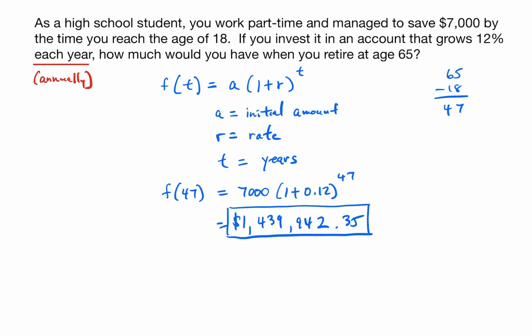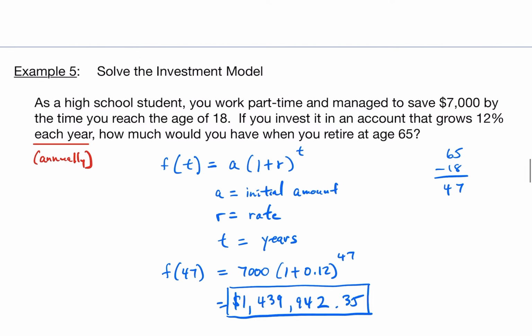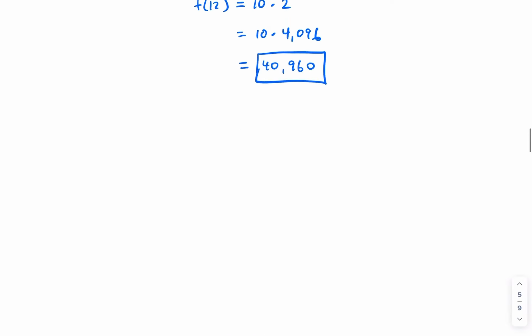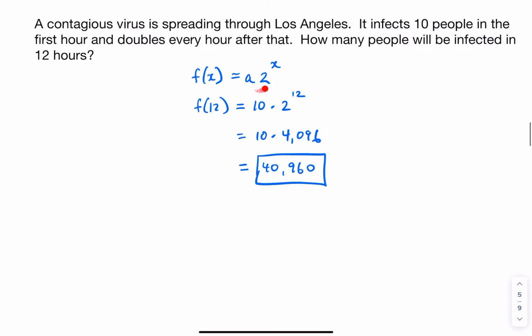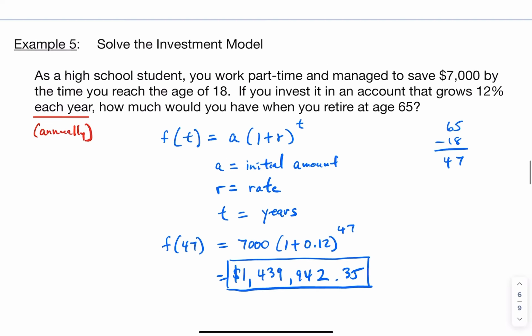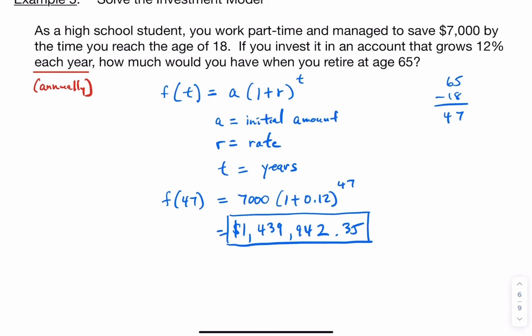So you'll notice that this equation is very similar to the one earlier, okay? The only difference here was we have a doubling effect, so we put a 2 in there. This could have been a doubling effect if the account grew by 100%, so that would be a 1 plus 1, okay? But since it's only growing at 12%, we have to take into account this r, okay?